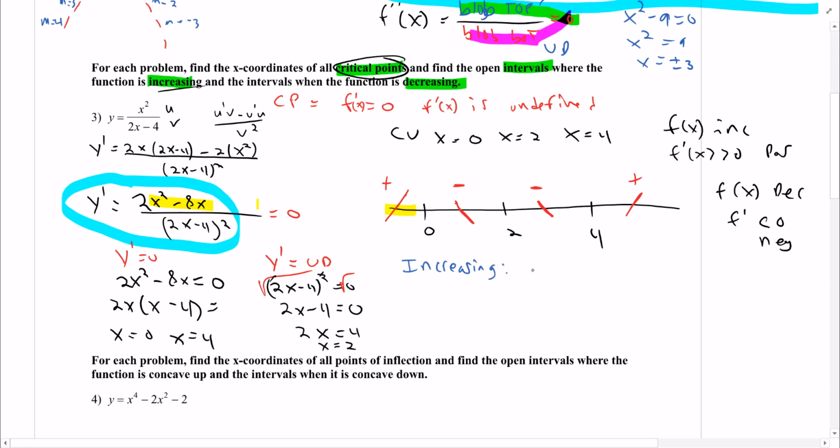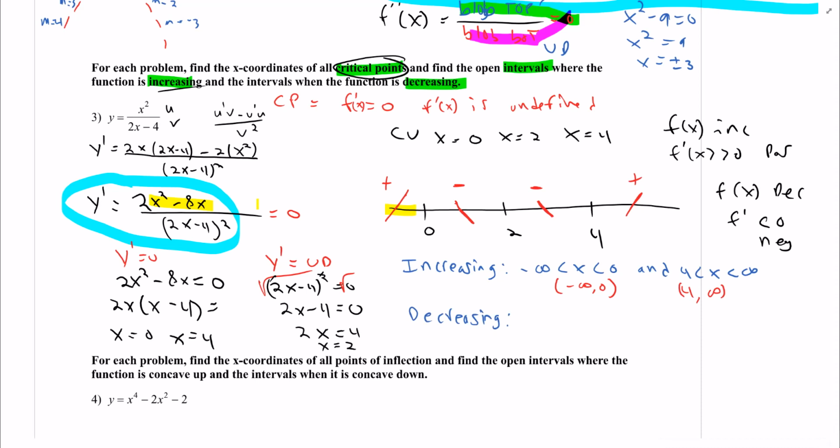on what intervals? Well, from -infinity to 0 and 4 to infinity. Again, you could use set notation as well. You could just say like this and like that. And the function is decreasing from, so we're looking now where it's negative, which happened from 0.